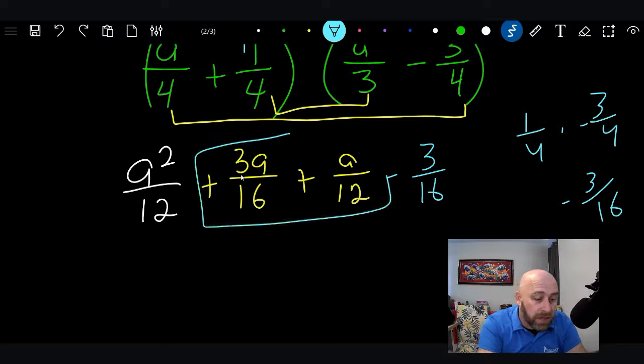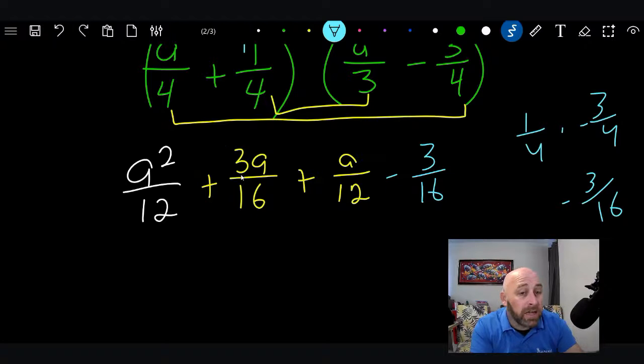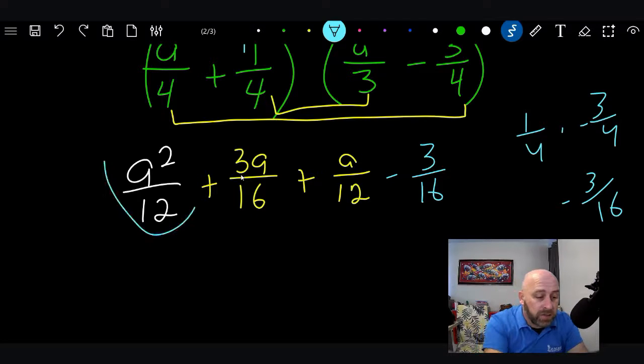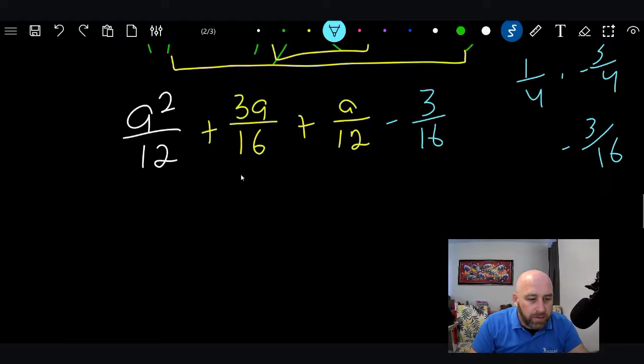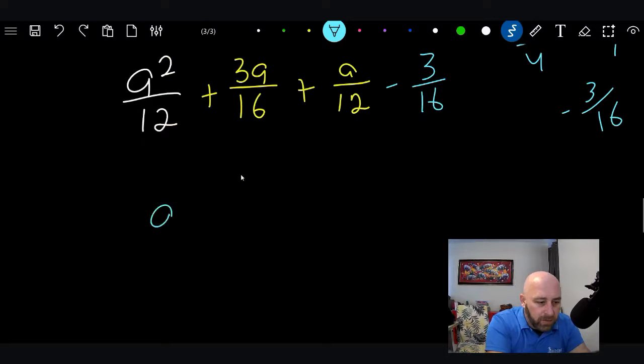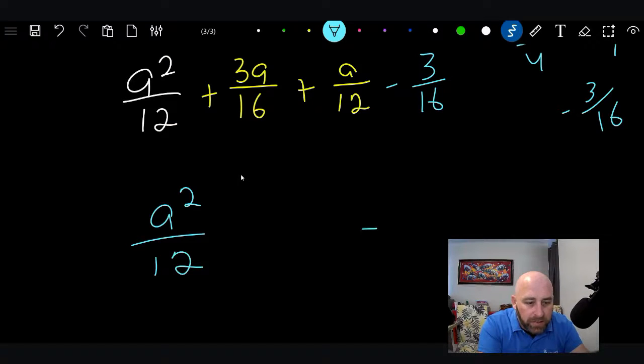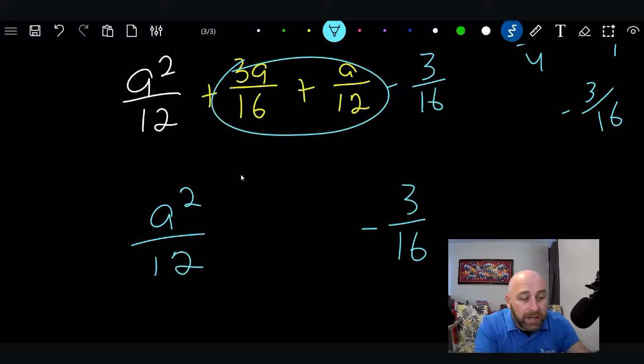Look, these yellow guys, they both have A's, and they are like terms. So this one's not a like term, and this one's not a like term. So we're just going to bring those two down. We don't have to combine those. So it's going to be A squared over 12, and then there's going to be a negative 3 over 16. We can combine these ones though.